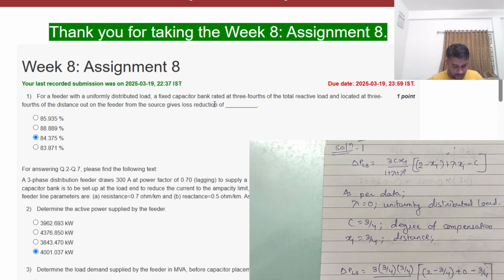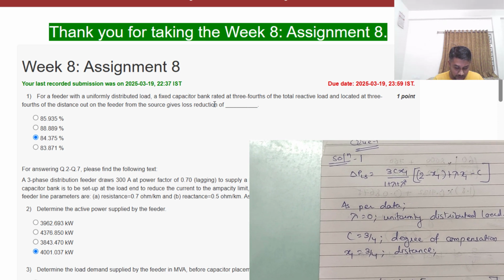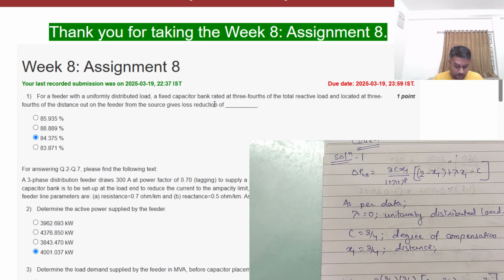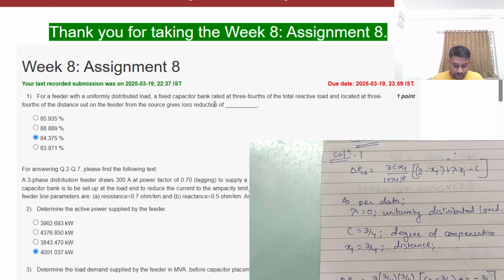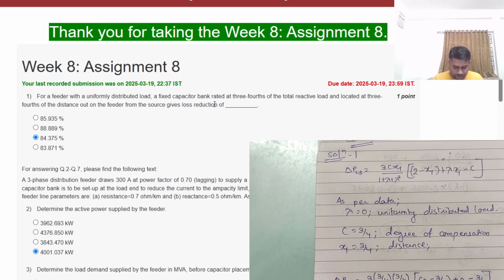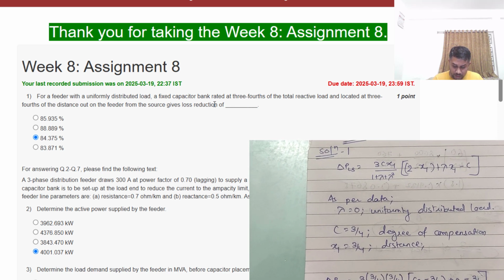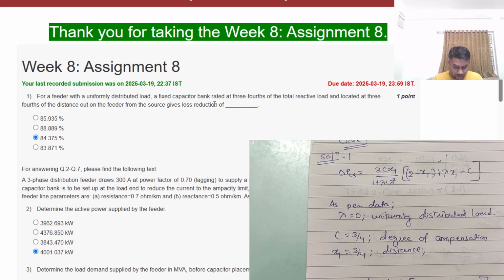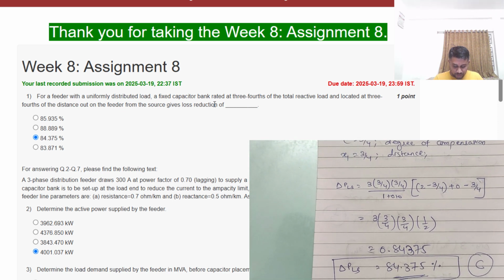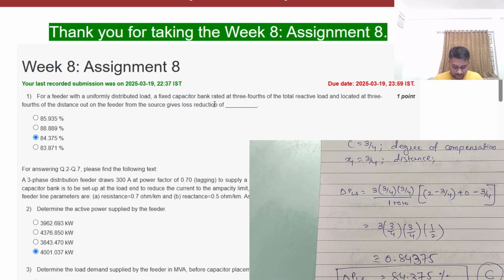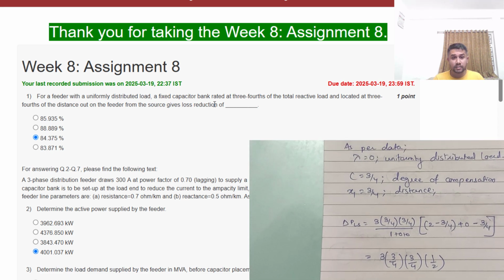So the calculation is like this. We use the formula for delta PLS, that is loss reduction in power: delta PLS equals 3CSX1 divided by 1 plus lambda square, that is alpha, into 2 minus x1 plus lambda x1 minus c. As per data, the load is uniformly distributed, so lambda equals 0, c equals 3/4, that is the degree of compensation, and x1 equals 3/4 distance. Putting all the values in the formula, we get 0.84375, and in percentage it is 84.375 percent. So the answer is C.